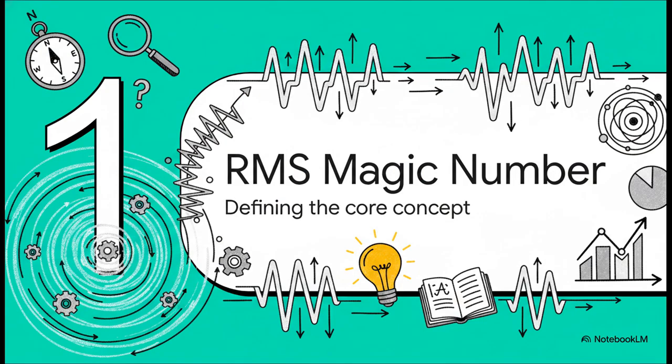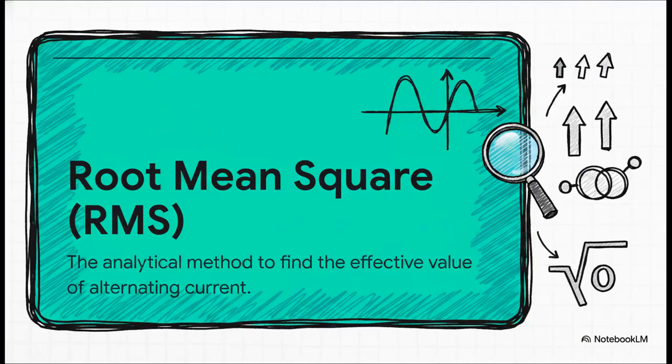The RMS magic number. Let's lay the groundwork and define the core concept we're looking at today. Before we jump into the math, we really need to understand what the math is actually trying to do. RMS stands for root mean square. But it's not just a catchy name. It's literally a set of instructions hidden in plain sight. It's an analytical method to find the effective value of a varying alternating current or voltage. And actually, it's a specific sequence of math operations applied in reverse. First, you square the values, then you find the mean, and finally, you take the square root, the whole shebang.